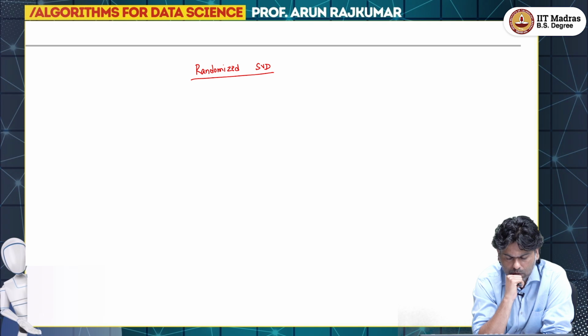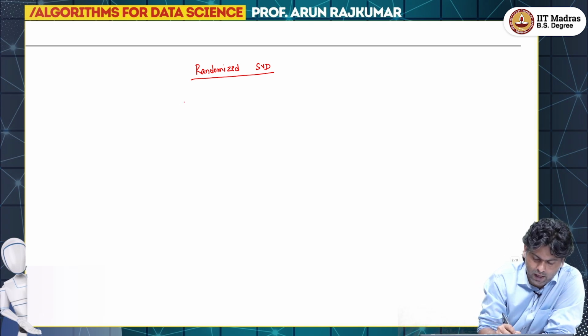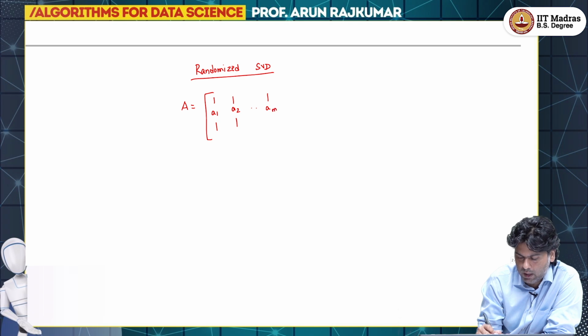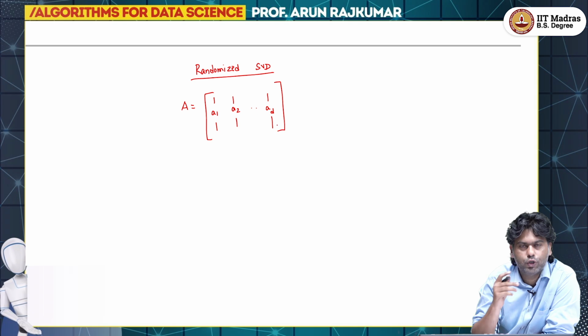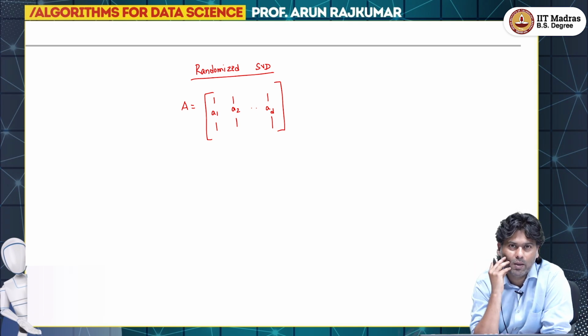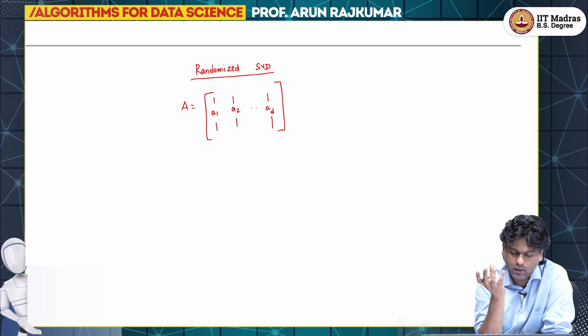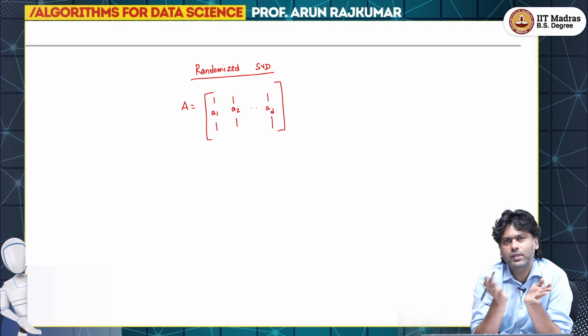So what we are going to do is, we have A, which is, let's say, A1, A2 till AD. So there are D such vectors in M dimension. Now I somehow want to preserve the column space, or the span, of the left singular vectors.